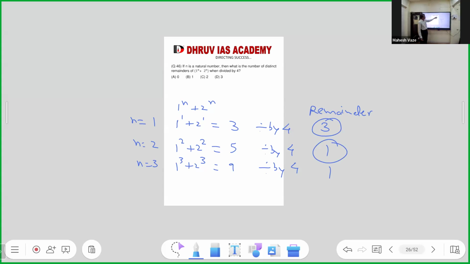So we have been asked the number of distinct remainders. So there are two distinct remainders. One is 3, one is 1. So the answer here is 2. Okay. This is clear. So option number C. This is the 46th question.